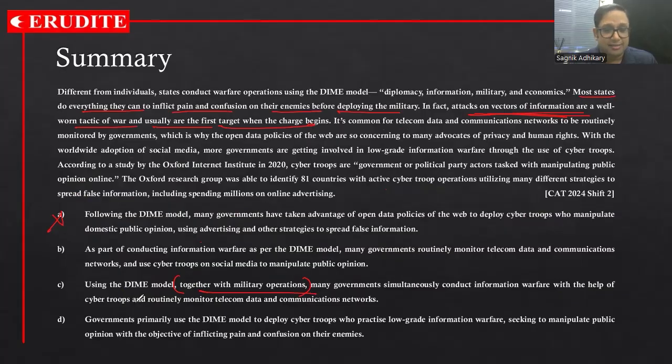Second, this talks about cyber troops. This talks about routinely monitoring telecom and communication data. It does not talk directly about social media. Now, one could say that cyber troops is mentioned in the context of social media. That is fine. But then we had option B, which mentioned social media. So it is still better. By comparison, we find that B is still the better choice. C is inferior, limited, and there is a baseless assumption. So C is not the answer. We can knock it off.